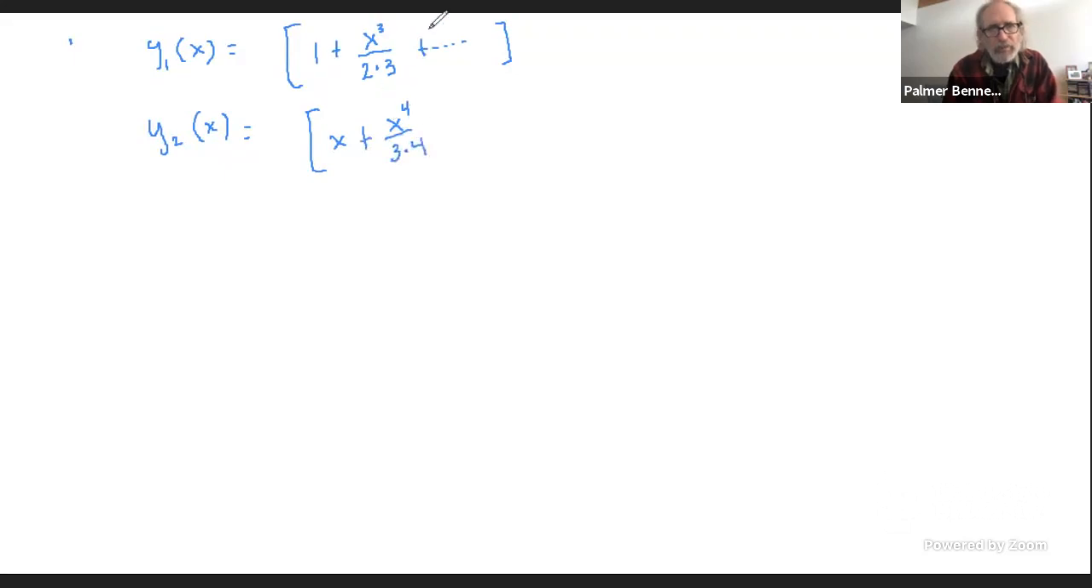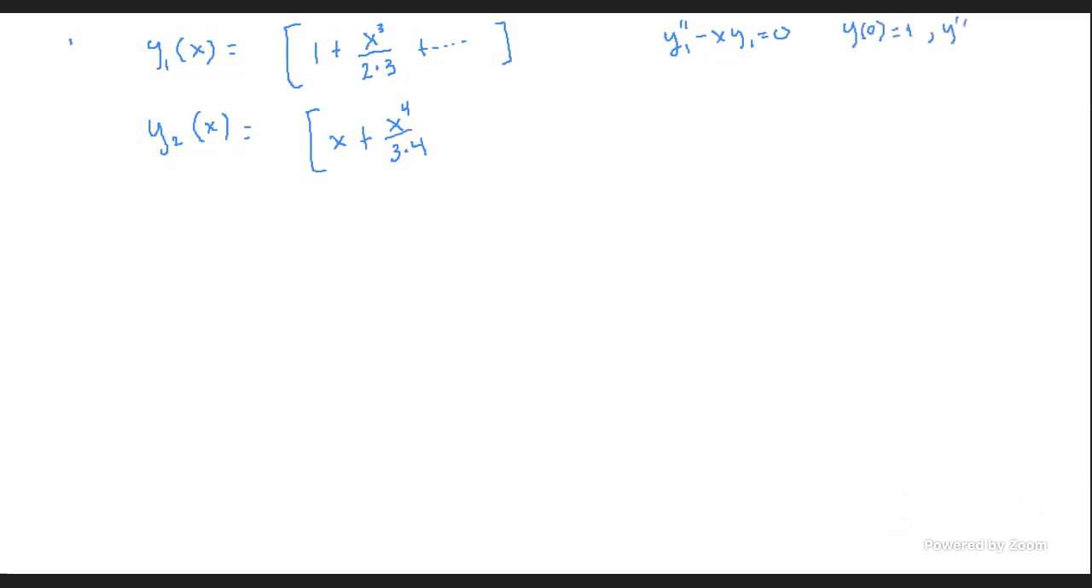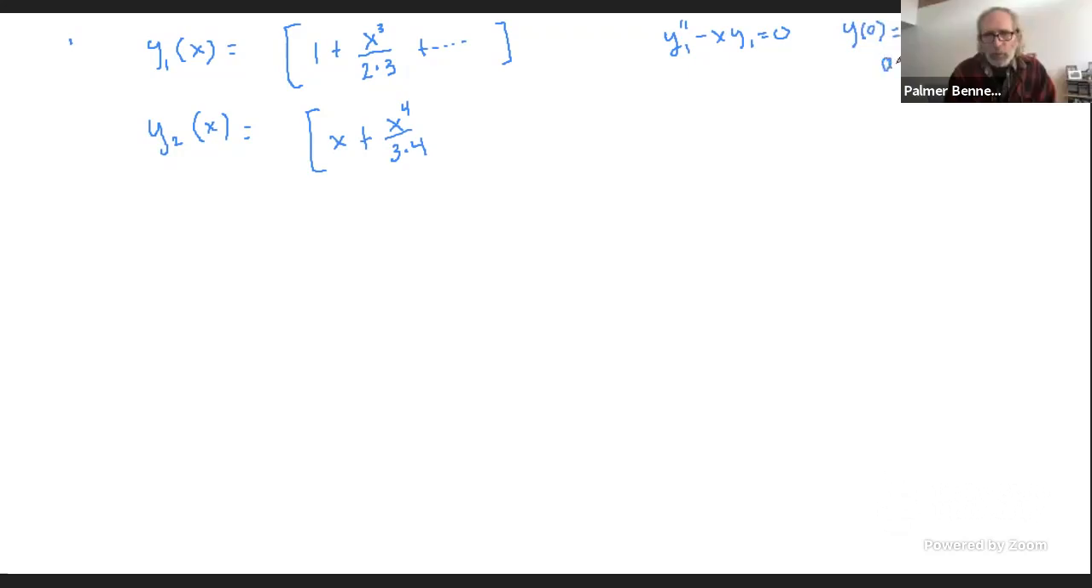Okay. And these are both separately solutions of the differential equation, because this would solve the differential equation y1 double prime minus x y1 is equal to 0, if you took y of 0 is equal to 1, and y prime of 0 is equal to 0. Okay, so i.e. if you took a naught equals 1 and a1 equals 0, you'll get this function, right?